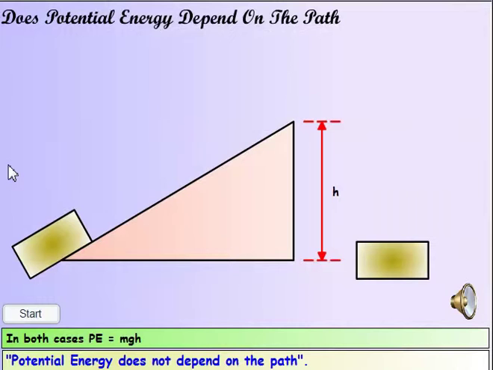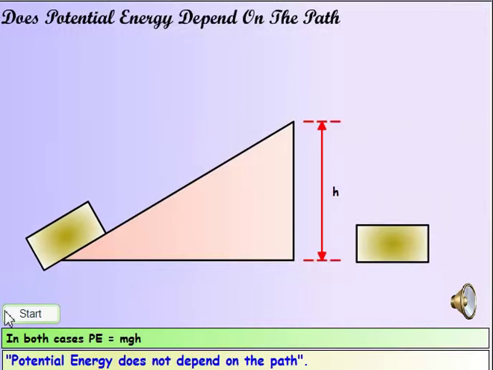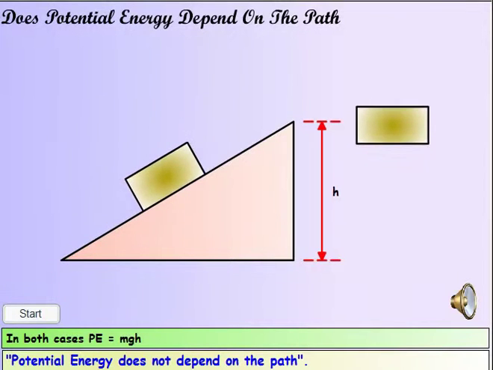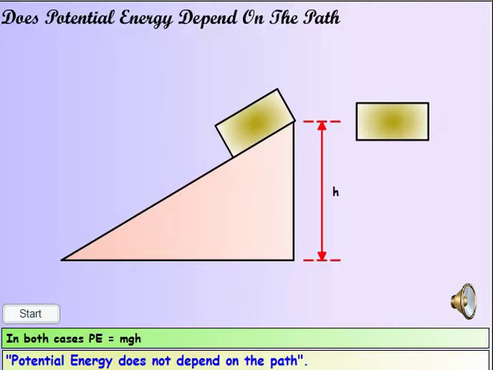Think of two blocks being raised, one along the incline and the other straight up. When they reach the top, both blocks would have the same potential energy mgh. So, if a block is raised to a certain height, the path taken to raise it will not matter. It will contain the same potential energy at that height, regardless of the path.